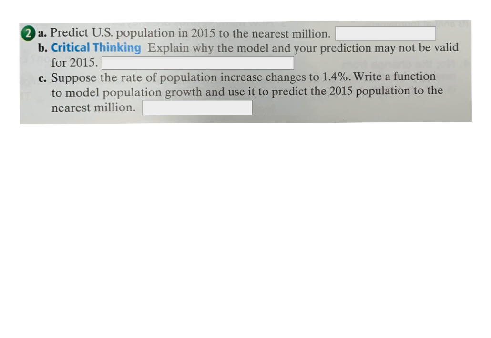All right, let's go over these. Predict the population in 2015 to the nearest million. You should have gotten about 338 million. All you had to do is plug it into our formula.